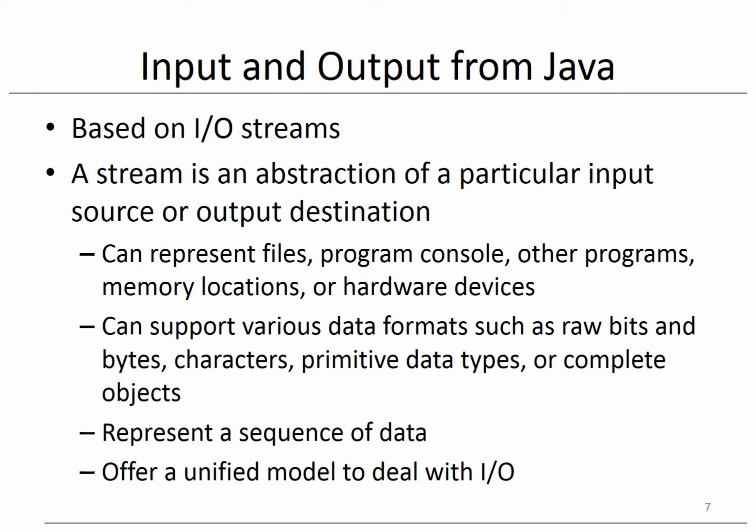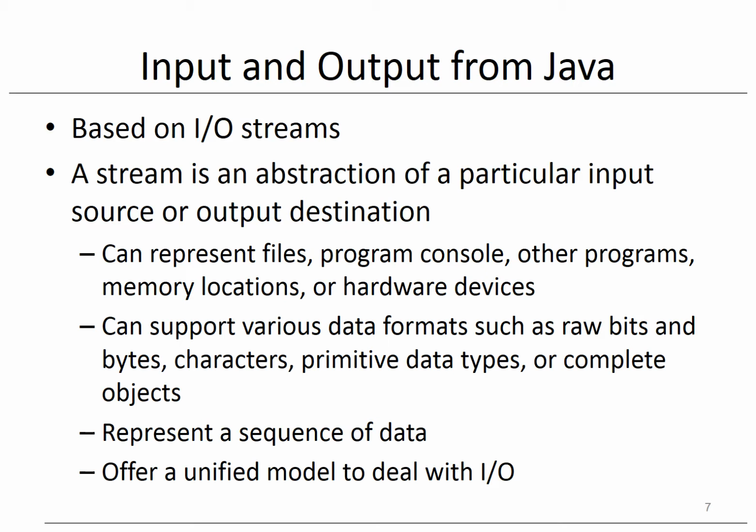Let's now have a closer look at input and output in Java. Java I/O is based upon the concept of a stream. A stream is an abstraction of a particular input source or output destination. More specifically, it can represent files, a program console, other programs, memory locations, or even hardware devices.